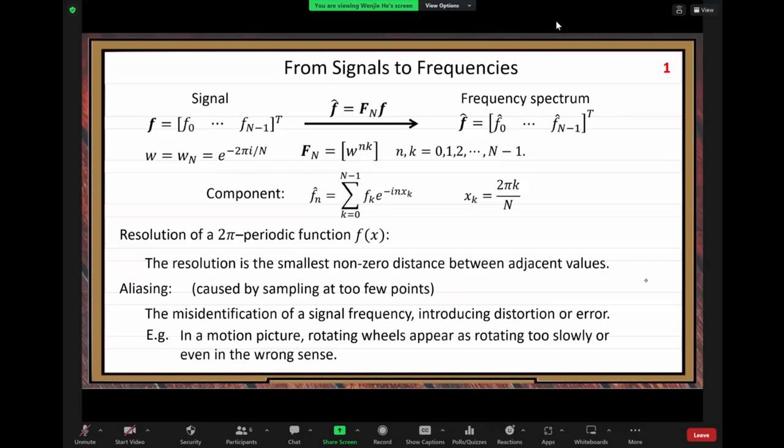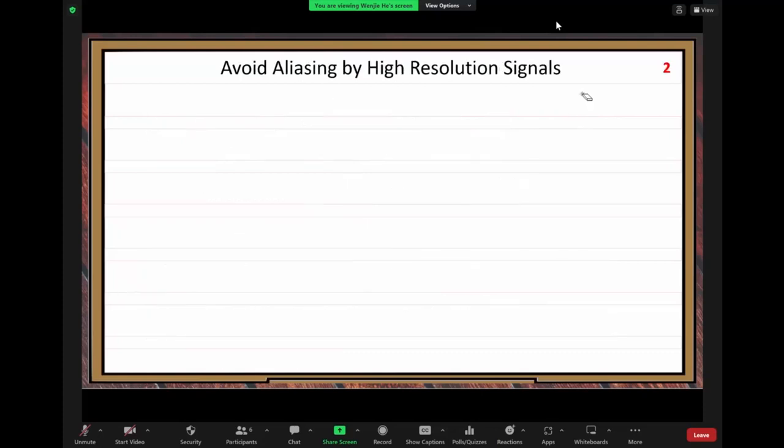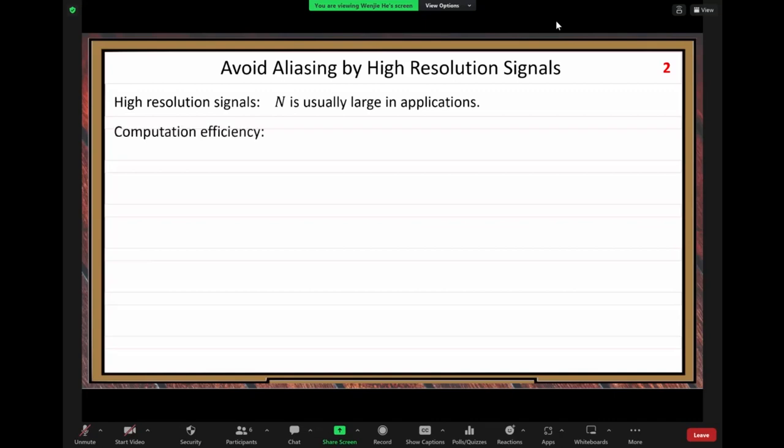Okay, all right. So after the break, when you come back, I will talk about how to make it faster. How do we apply the fast Fourier transform to make it much, much faster? Avoid aliasing by using high resolution signals. The reason why we want to use that n number pretty high is that the computation problem is important here. For high resolution signals, capital N is usually large in applications.